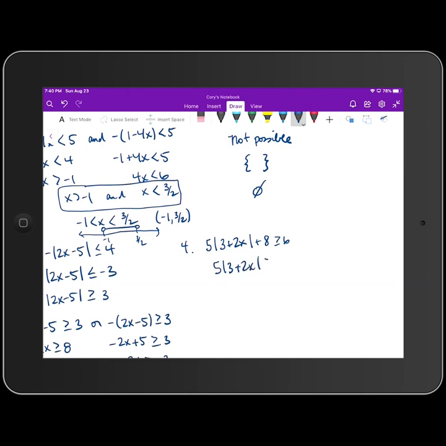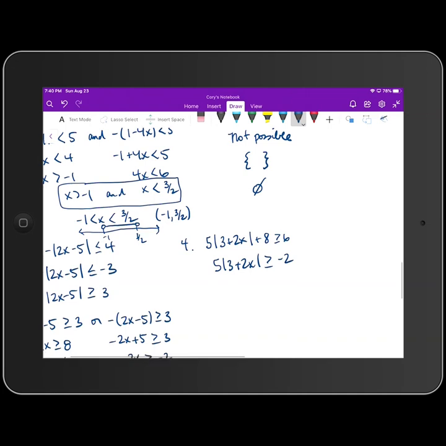So I'm going to subtract 8 on both sides. So that's greater than or equal to negative 2. When I divide by 5, we get the absolute value of 3 plus 2x to be greater than or equal to negative 2 over 5.